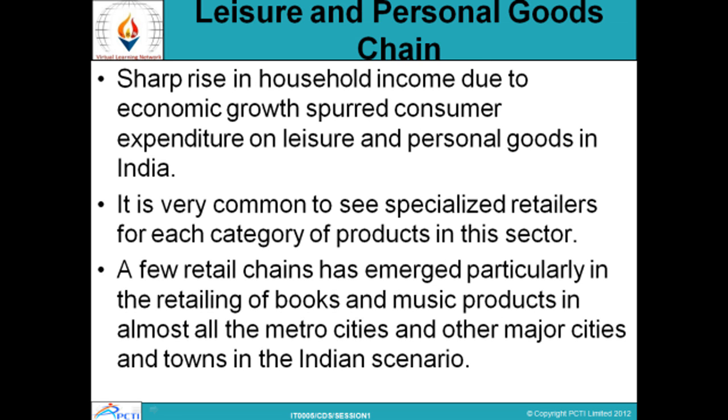Leisure and personal goods chain. A sharp rise in household income due to economic growth spurred consumer expenditure on leisure and personal goods in India. It's very common to see specialized retailers for each category of products in this sector. A few retail chains have emerged, particularly in the retailing of books and music products, in almost all the metro cities and other major cities and towns in the Indian scenario. So the increasing demand for movies, music as well as books has also spurred consumer expenditure on all these goods.